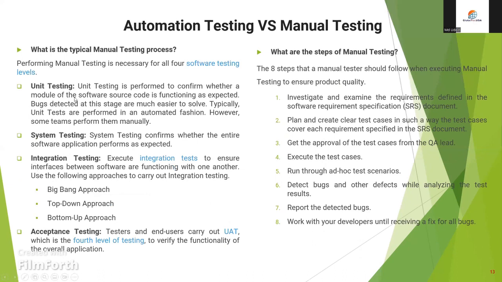Yeah, so this is the process of manual testing. You do first unit testing, where you confirm whether a module of software source code is functioning as expected. Bugs detected at this stage are much easier to solve, and typically unit tests are performed in an automated fashion. However, some teams perform them manually, right? So these unit tests can be automated or manual, depending on the developer and how they are going to do it.